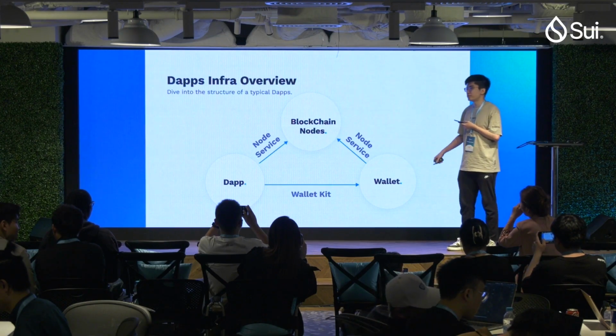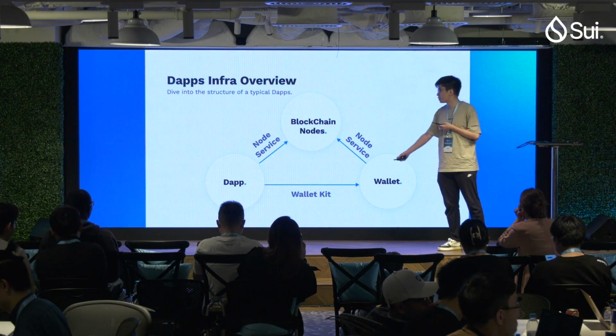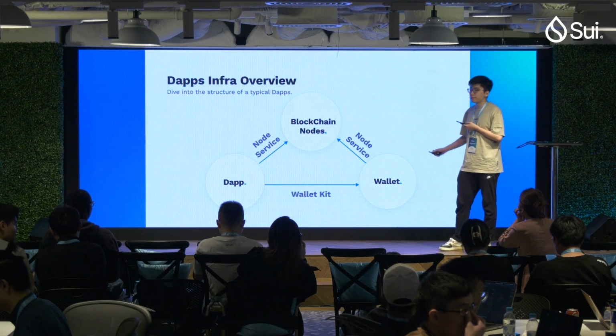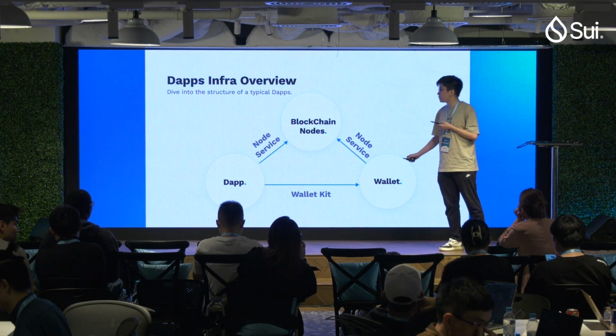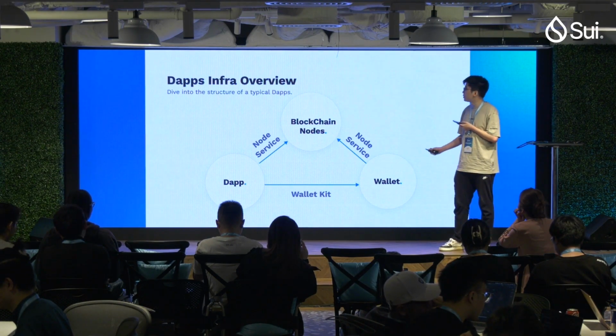Now, let's go back to this chart. We have just introduced the Wallet Kit to improve the connection between the dApps and wallets. Now, let me introduce the Suite Public Node service to improve the connection between the dApp and the blockchain nodes.